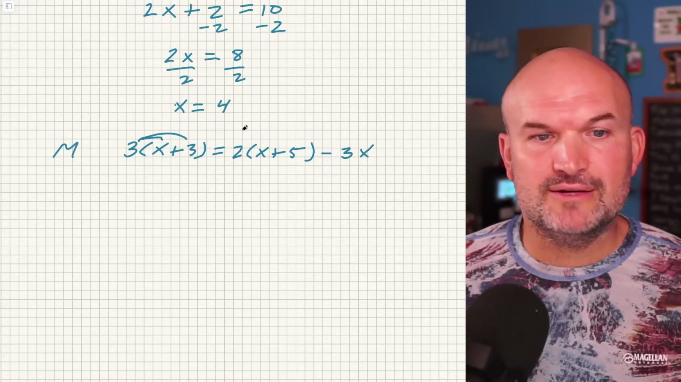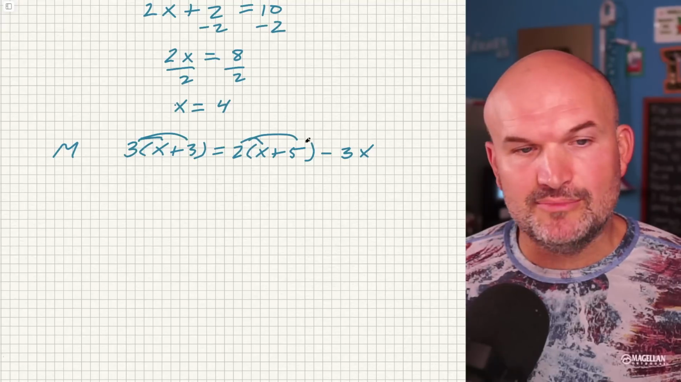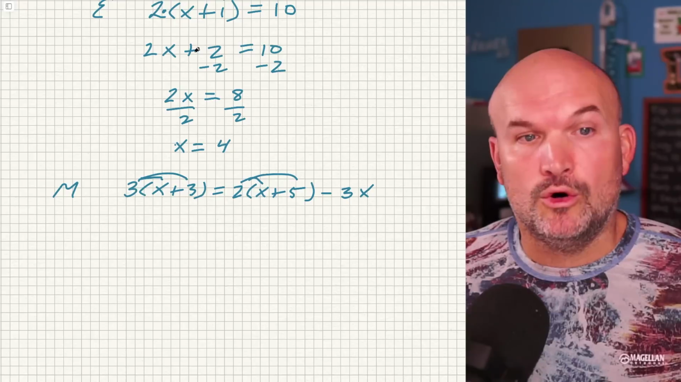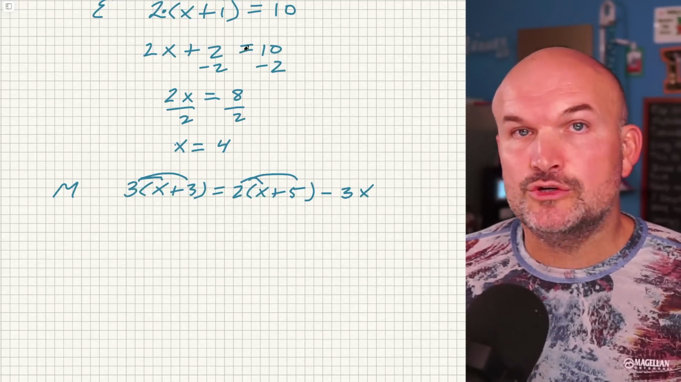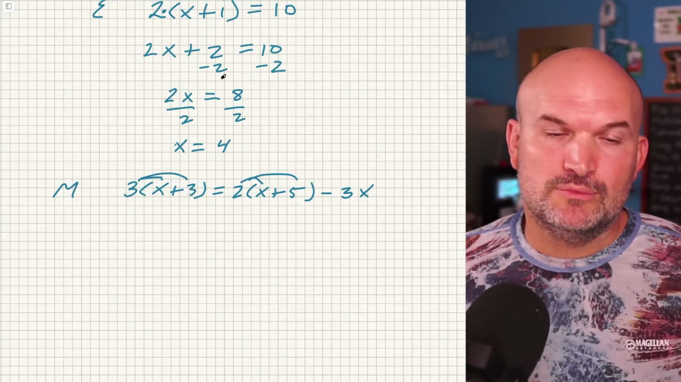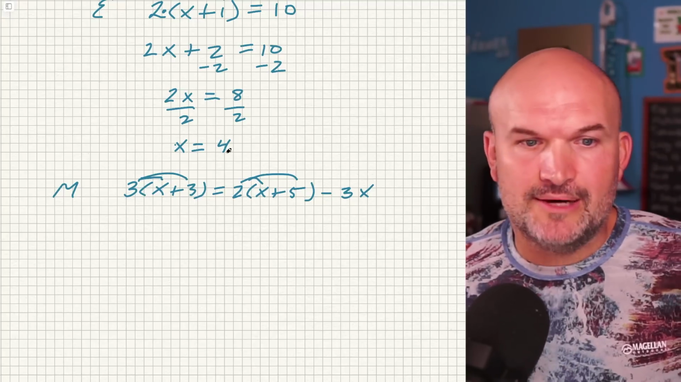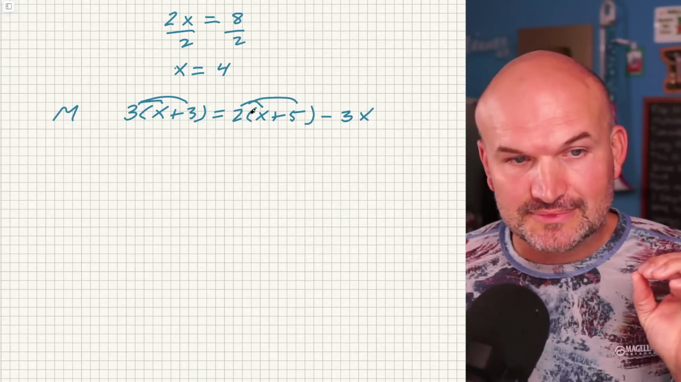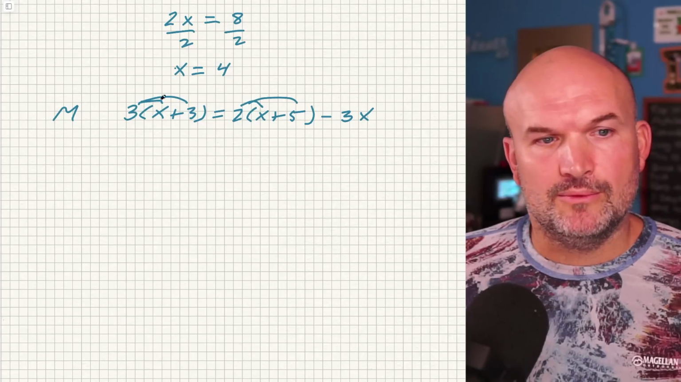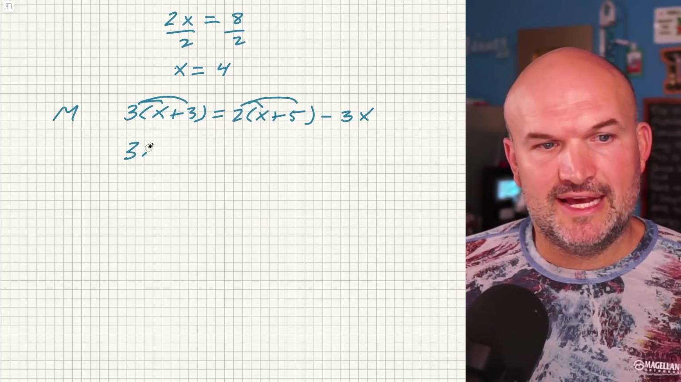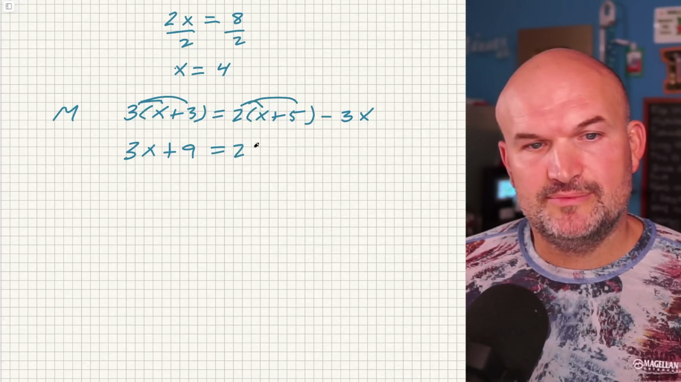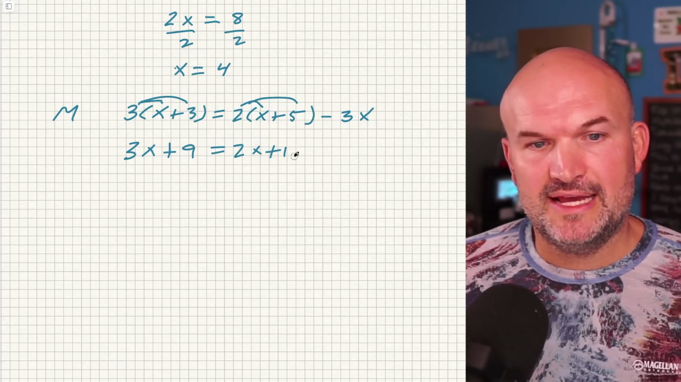So the first thing I'm going to do is just get rid of the parentheses. I'm not going to worry about having variables on both sides. I just want to get rid of these parentheses because, again, my main goal, ladies and gentlemen, is to be able to get to a two-step equation. Once I can get to a two-step equation, I'm going to feel much more comfortable solving, because hopefully up to this point, if you're watching this video, you feel rather comfortable with solving two-step equations. So let's multiply. 3 times x is 3x. 3 times 3 is a positive 9. 2 times x is 2x. 2 times 5 is a positive 10.